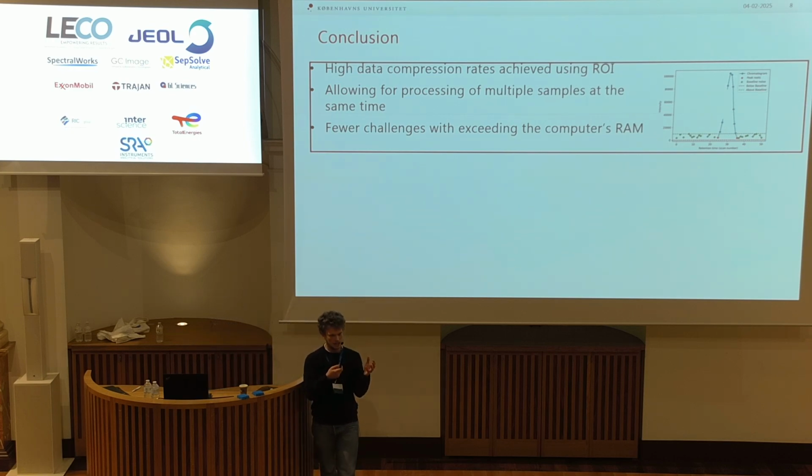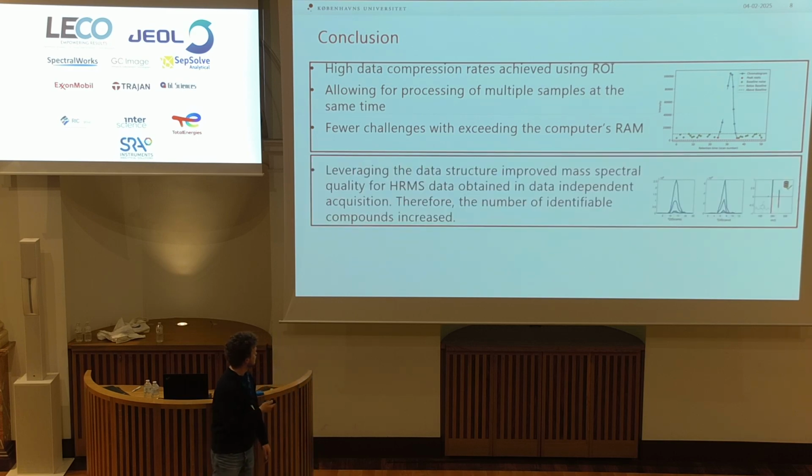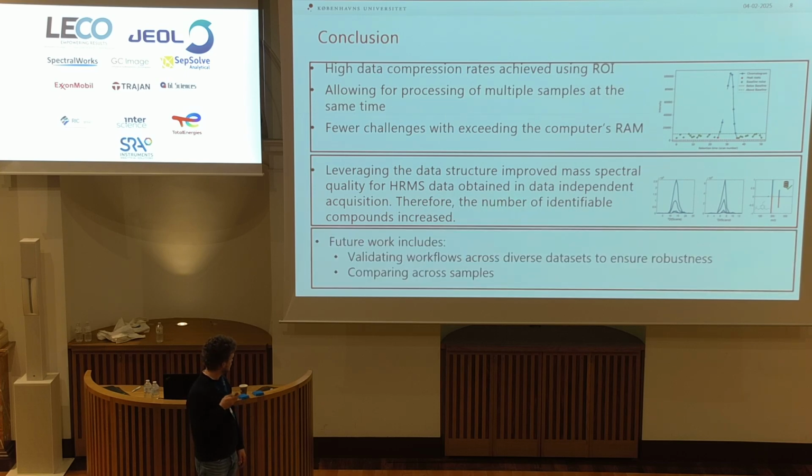So in conclusion, we are able to achieve high data compression rates, which means that we can process multiple samples at the same time without having too many problems with exceeding RAM. You will probably still have problems if you have really a lot of samples. And then by leveraging the data structure, we can improve the mass spectral quality in data-independent acquisition. Future work includes validating this on a larger and more diverse sample set, and also being able to compare across samples in a better way.